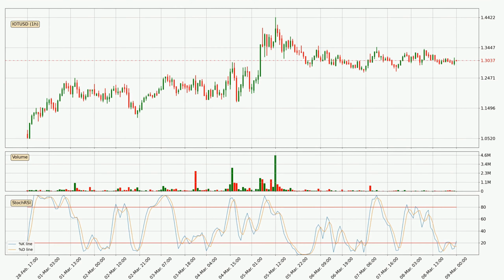Looking at the hourly stochastic RSI, both the percent K and percent D lines are in the lower region, which means that the price is getting oversold and soon a trend change or at least some kind of consolidation could be expected. The trend has shifted upwards because the K line is currently located above the D line.